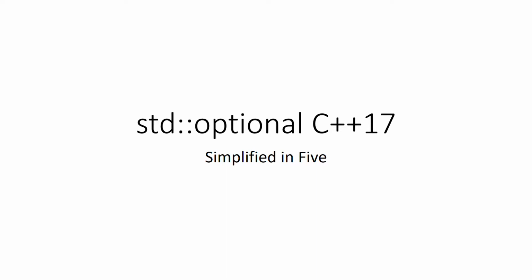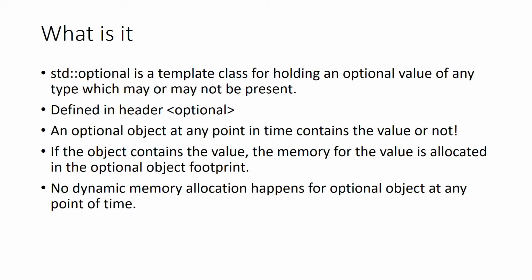Today we are going to talk about std::optional in C++17. So let's first see what it is. Optional is a template class for holding an optional value of any type which may or may not be present. That's why it's called an optional value.